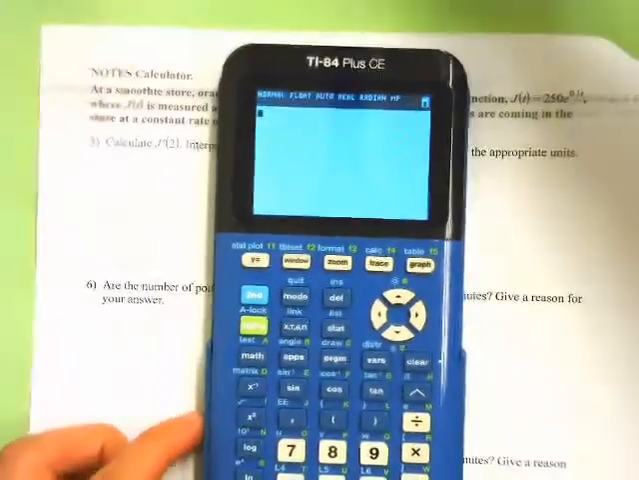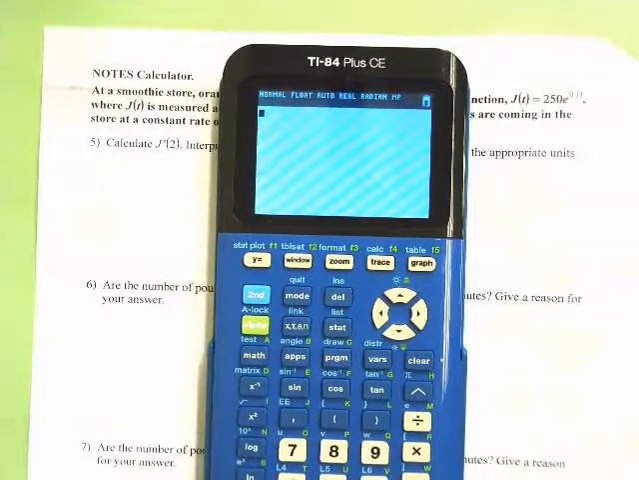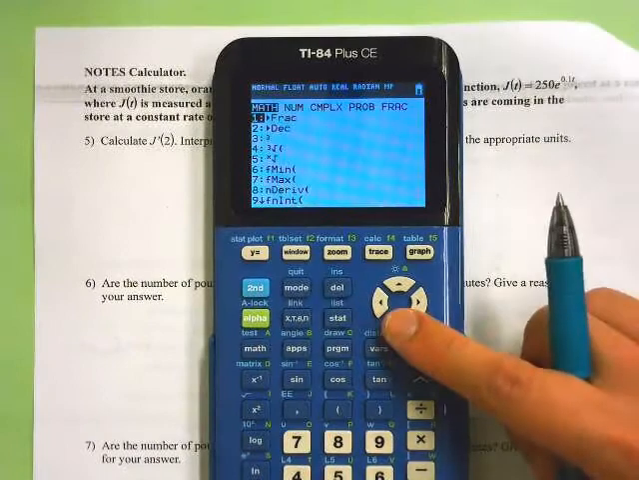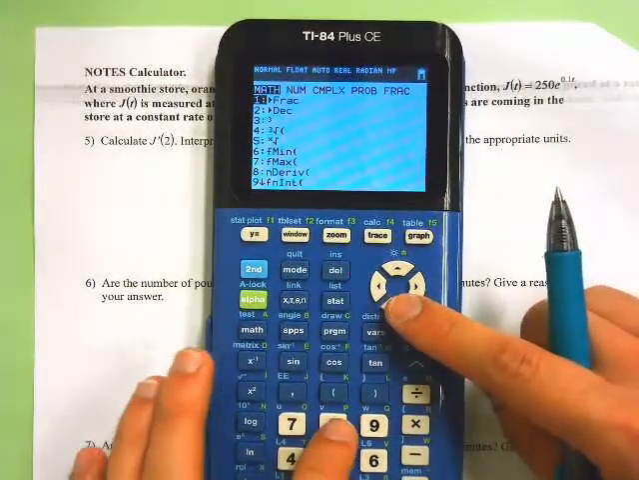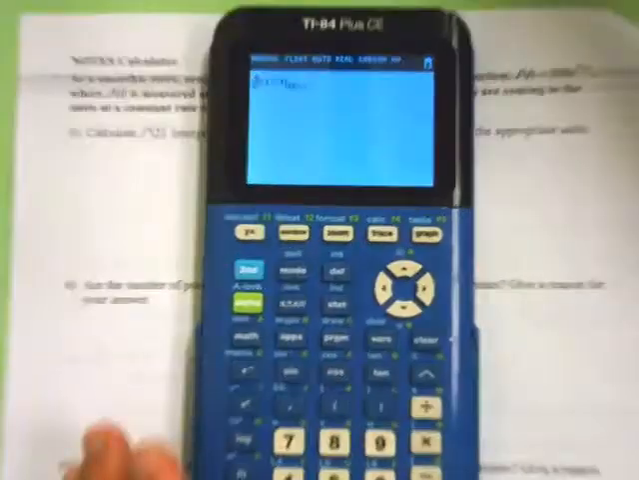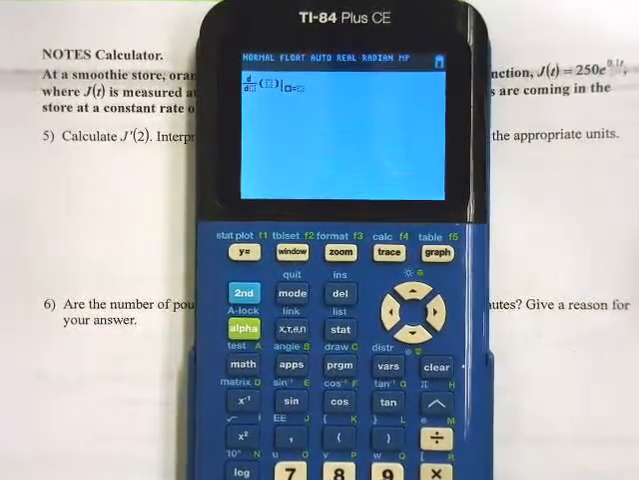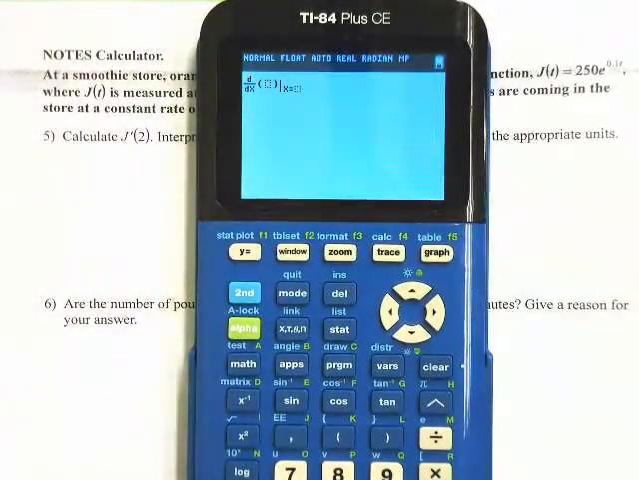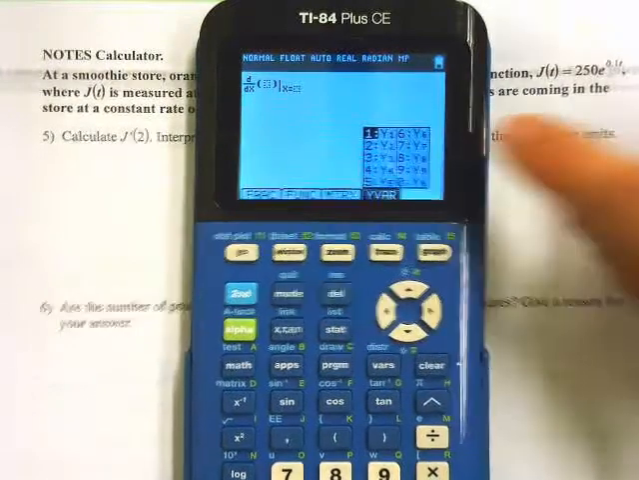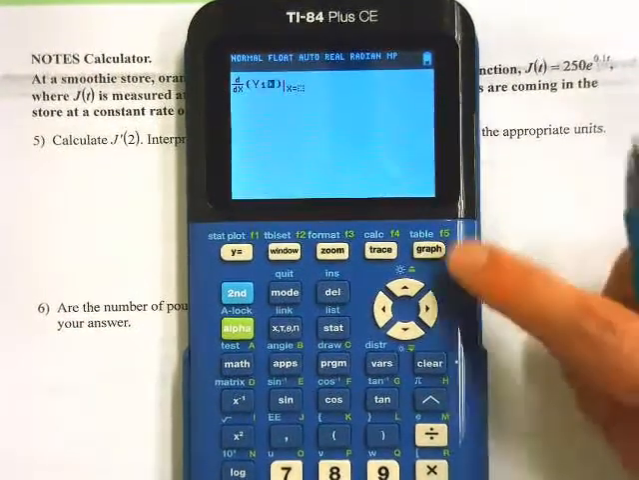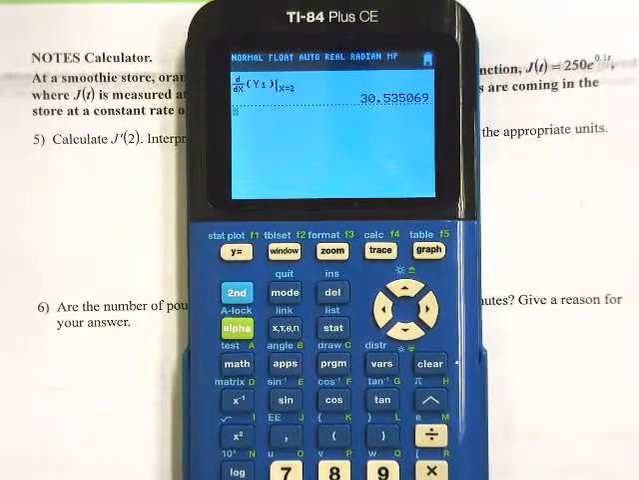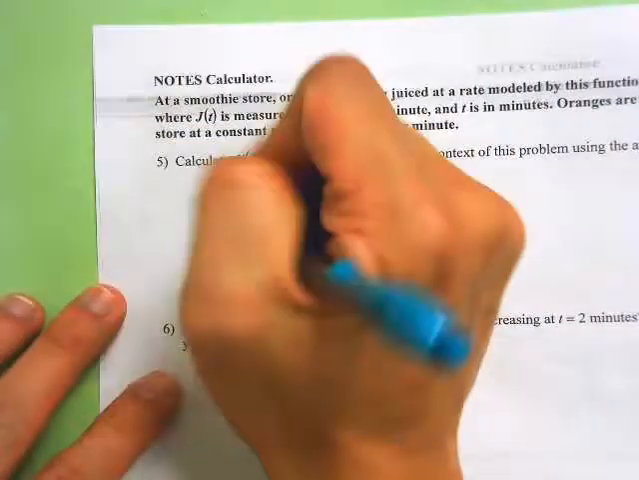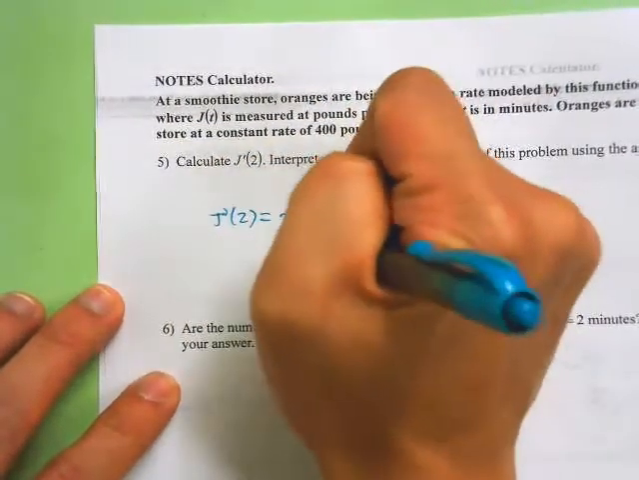Let's go back. What buttons to press to get the derivative? Math, then 8. You can just press the number 8. Tell me what to press. d over dx. Good. And how do we get this one over here? Alpha trace, and we put that on Y1. What is our x value? 2. Then 3 decimals truncate, 30.535 would be nice. So J prime of 2 is equal to 30.535.